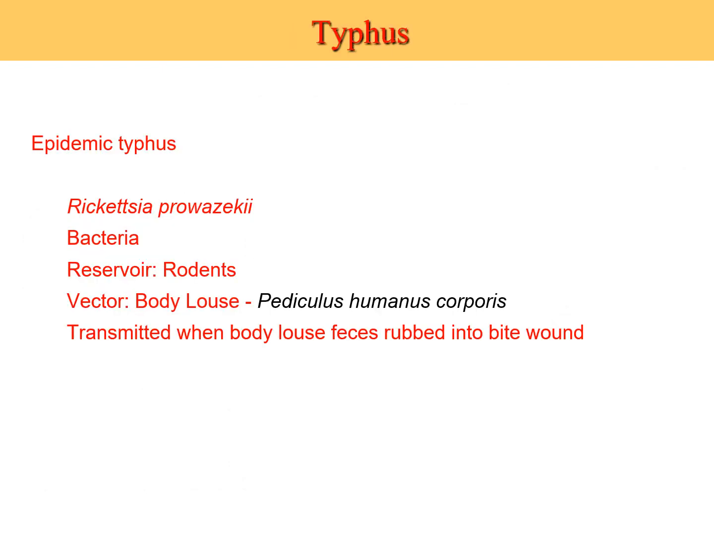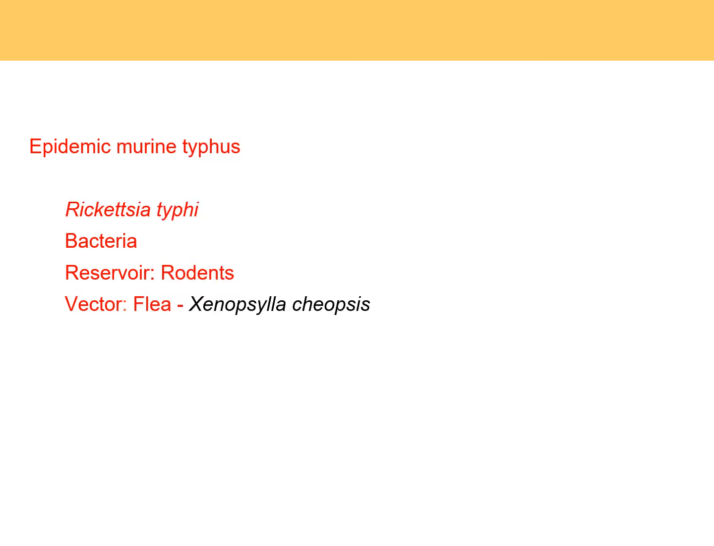Another vector-borne disease is epidemic typhus. It's a disease caused by members of the genus Rickettsia. The animal reservoir are rodents, and the insect vector is lice, body lice. It's transmitted with lice feces that get into the bite wound.